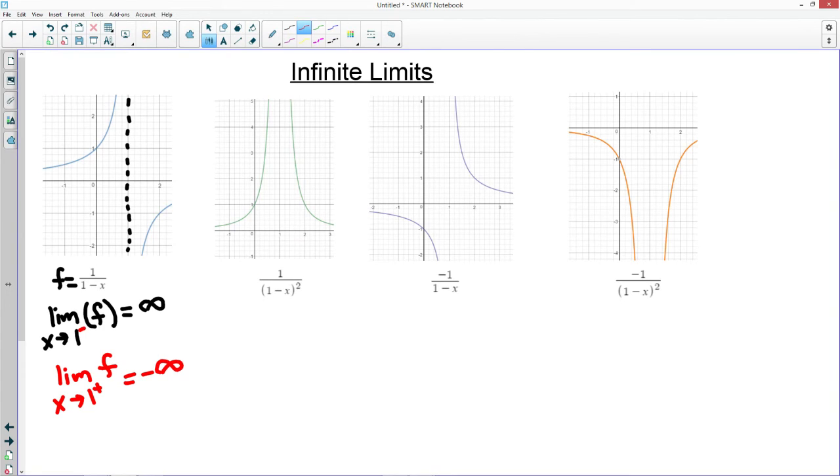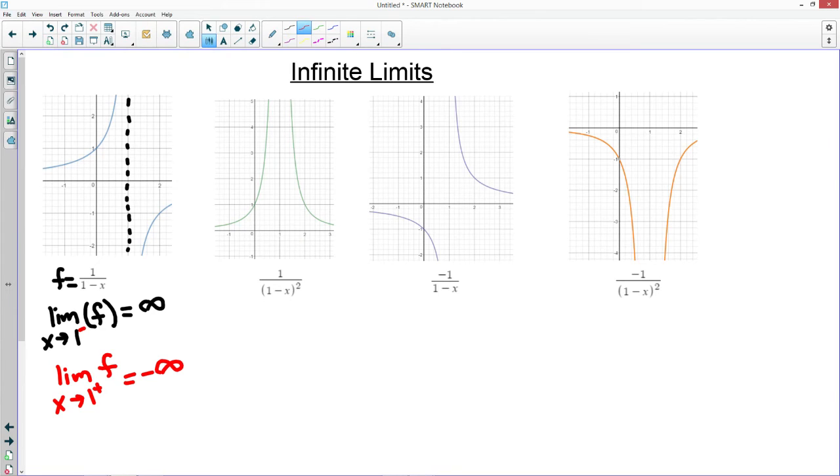Okay? Remember, this is still not a real limit. So if somebody says, does this have a limit? You say, no, it doesn't have a limit. But it does approach infinity from the left, and it approaches negative infinity from the right. So that's important because that will, in this case and all these cases actually, let us know that there's a vertical asymptote. So if the limit goes towards infinity, I know that there's a VA at this point.